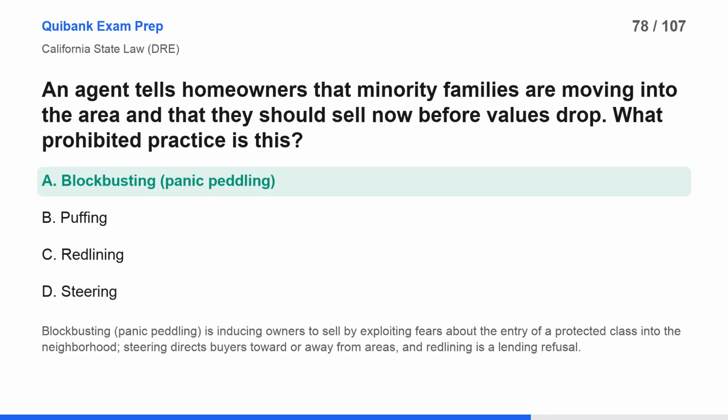The answer is A. Blockbusting, panic peddling. Blockbusting is inducing owners to sell by exploiting fears about the entry of a protected class into the neighborhood. Steering directs buyers toward or away from areas, and redlining is a lending refusal.